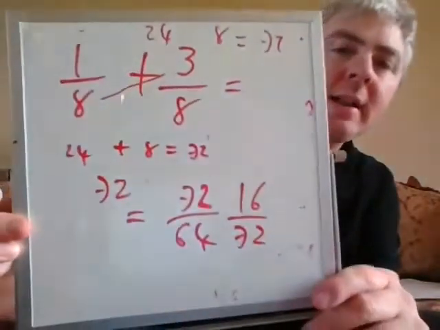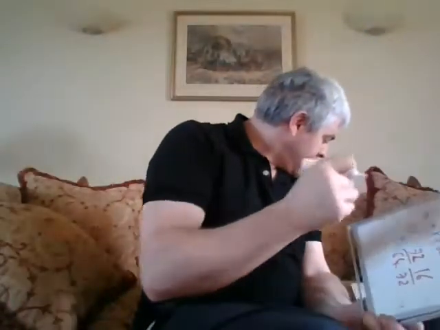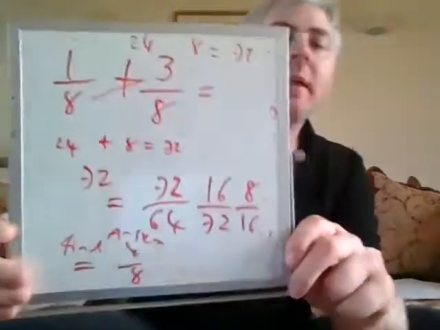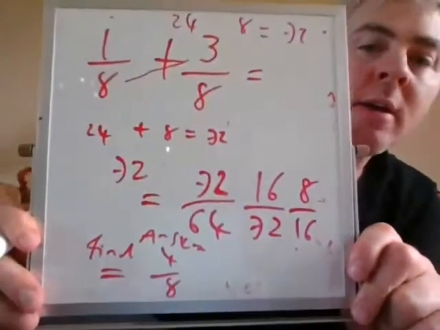So 32 over 64, well, you could say 16 over 32. And again, this isn't the final answer. 8 over 16. And then 4 over 8. And that is the final answer. 4 over 8 is the final answer. But you just have to keep cancelling it down all the time. So 32 over 64, 16 over 32, 8 over 16, and then it's 4/8.